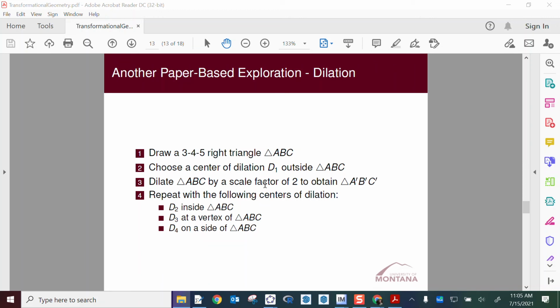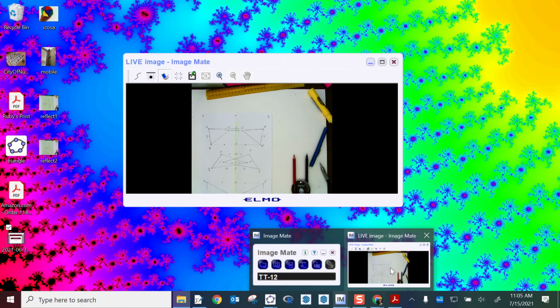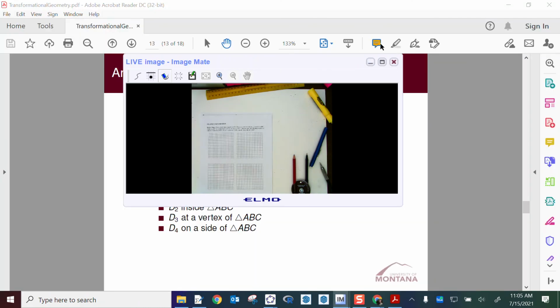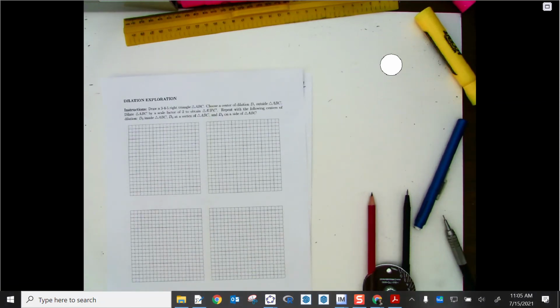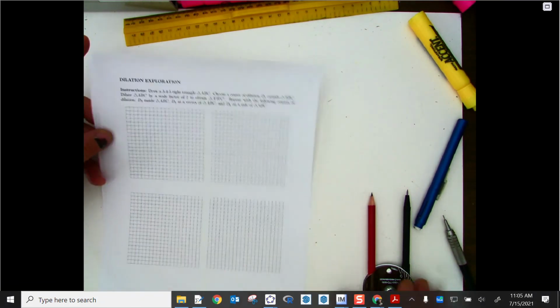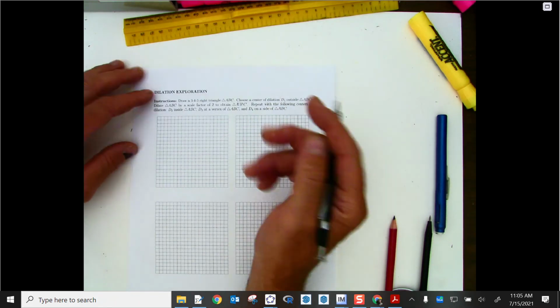Okay, so let me walk through this with you, and then I'd ask you to stop the video and try the next few on your own. So here's the handout, and it's available on the website for download, printing. So we're supposed to start by drawing a 3, 4, 5 right triangle.